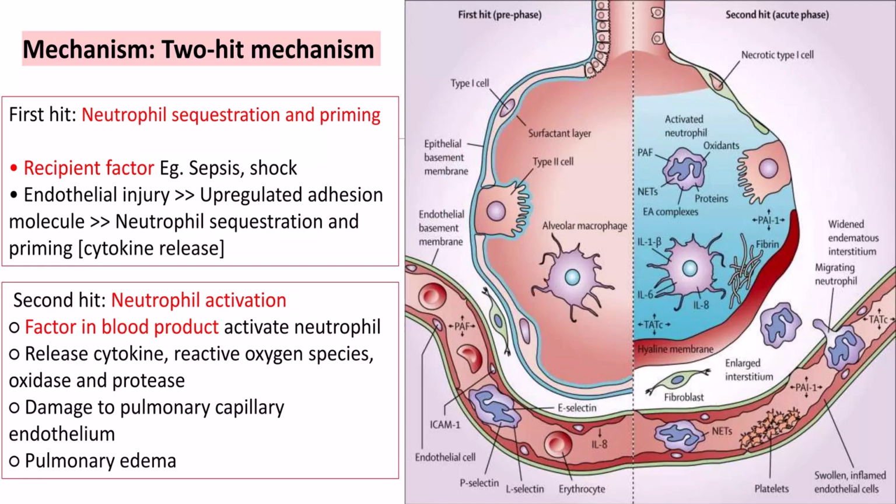Then the second hit, now we are giving the blood products. The blood products will activate the neutrophils, and this will cause the release of cytokines and reactive oxygen species, which will cause damage to the pulmonary capillaries. Once the pulmonary capillary endothelium is damaged, it will lead to pulmonary edema.